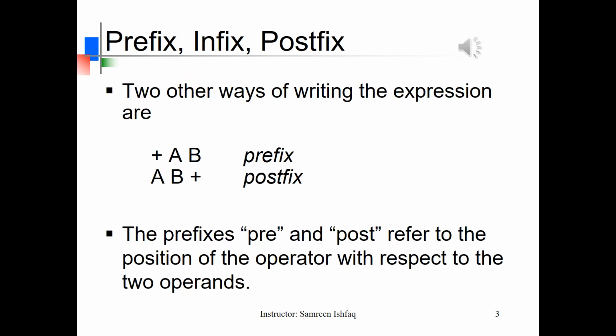There are two other ways of writing expressions. We could write it as plus AB, in which the operator is written before the operands A and B. These kinds of expressions are called prefix expressions. We could also write it as A B plus, in which the plus is written after the operands A and B, and this expression is called a postfix expression. The prefix pre and the postfix post refer to the position of the operator with respect to the two operands.